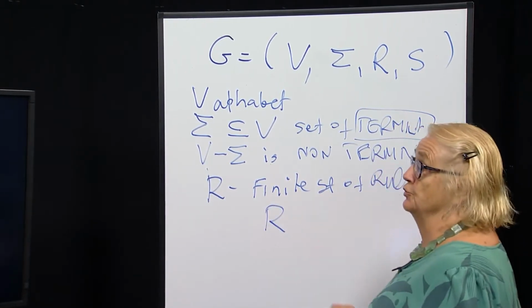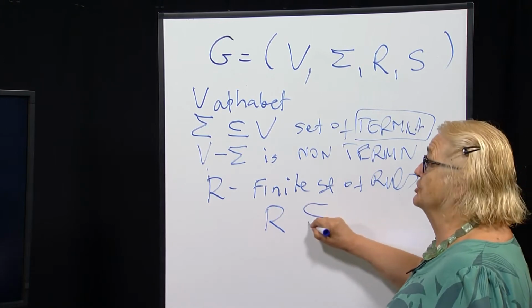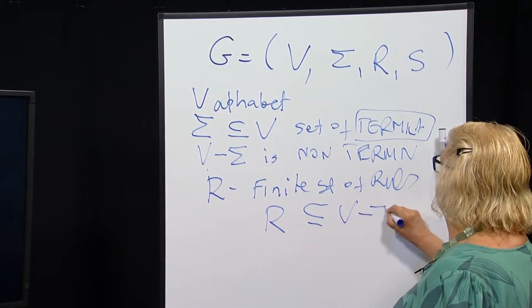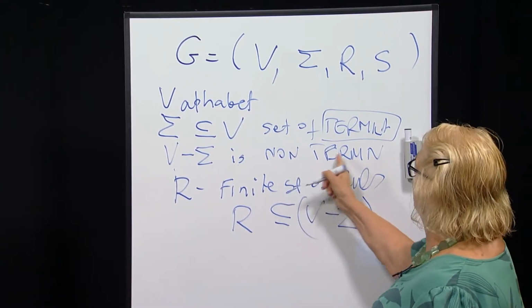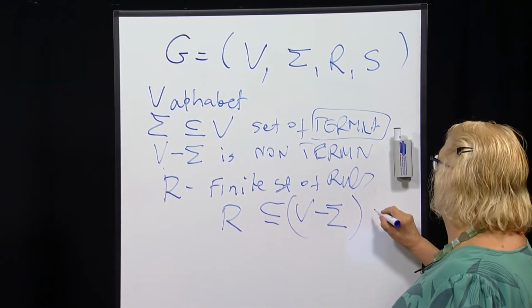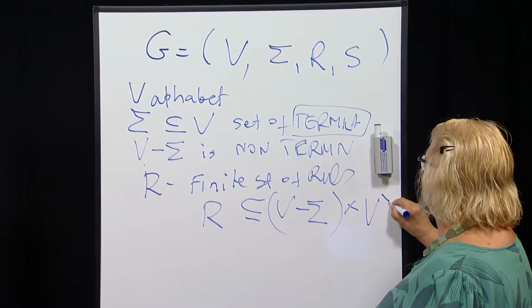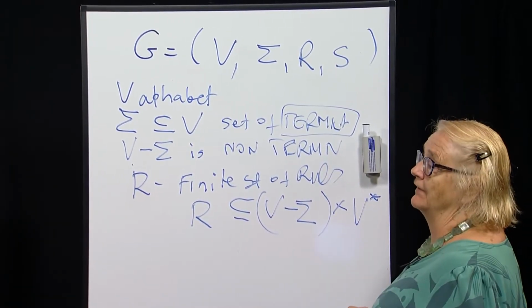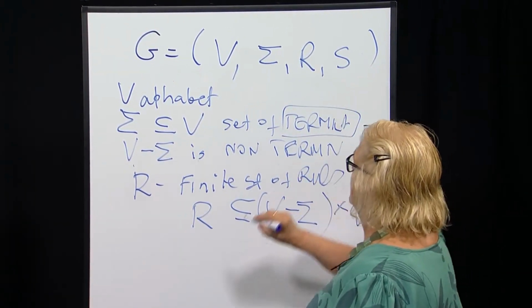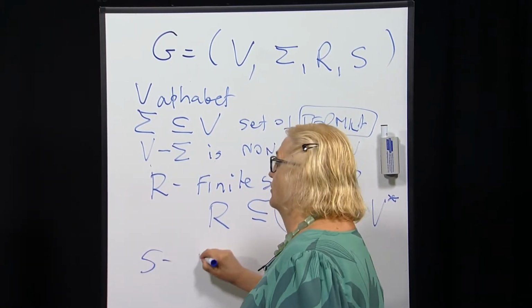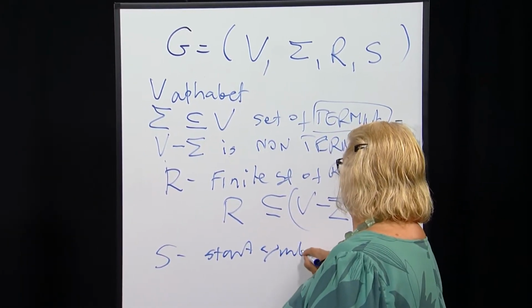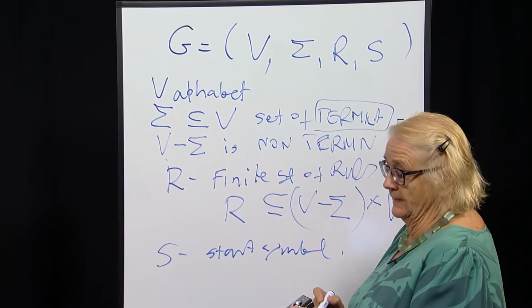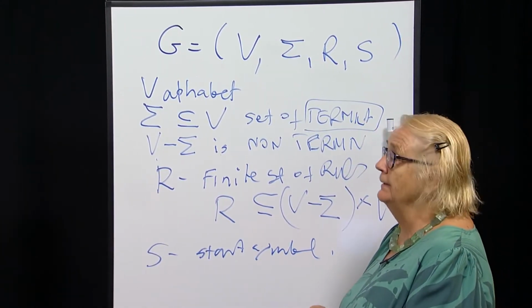And what the rules do is a relation which takes a non-terminal from V minus sigma and returns a string of the alphabet. And S is the initial symbol, or start symbol. So that's where we start. So this is our definition of the grammar.